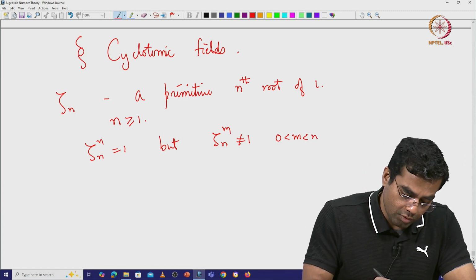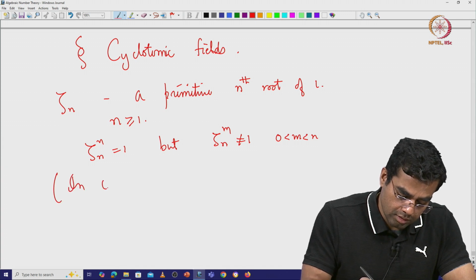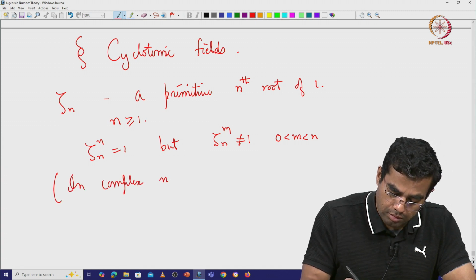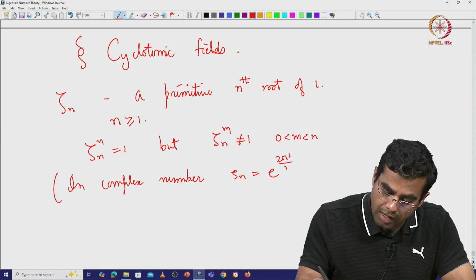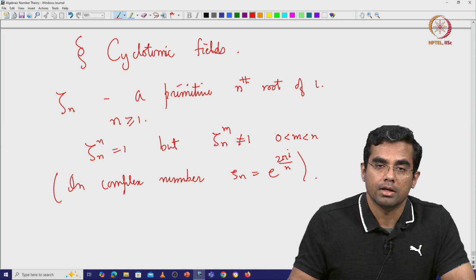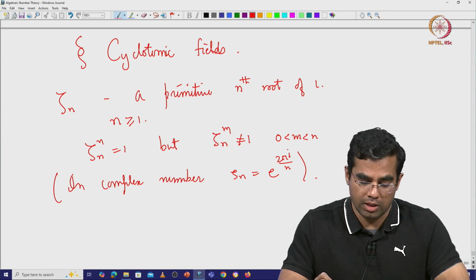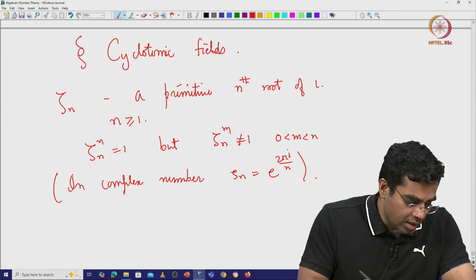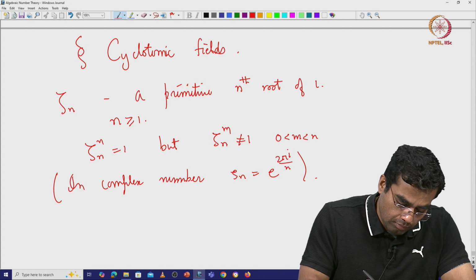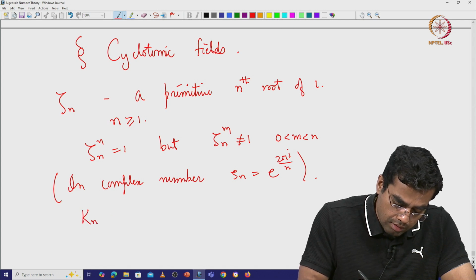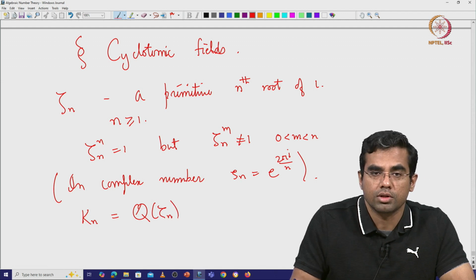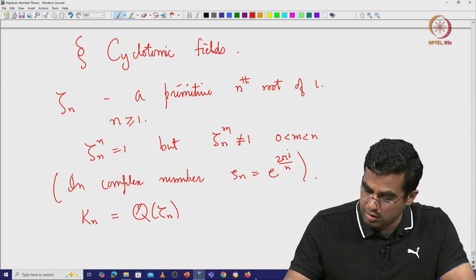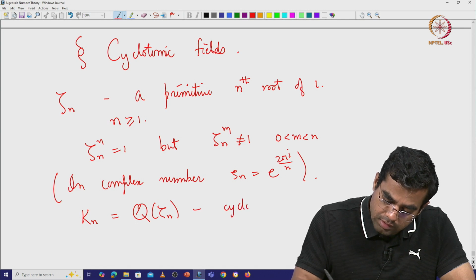Okay. So, if you want something concrete in the complex numbers, you can take zeta_n to be e to the 2 pi i by n. And K_n will denote Q(zeta_n). So, that is my notation. These are called cyclotomic fields.